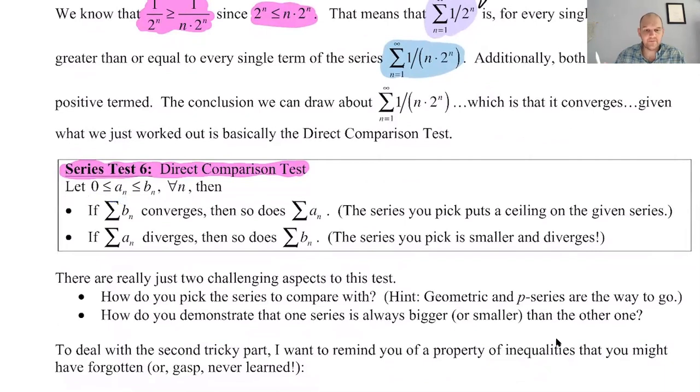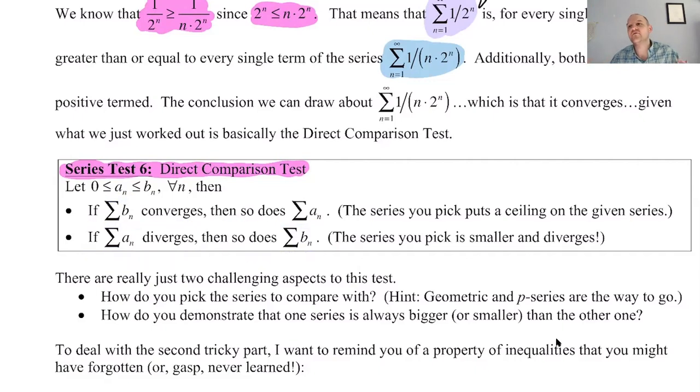There's 2 things that could happen. So if b sub n, the bigger series, converges, then so does the smaller series, right? So if the top one converges, the bottom one has to converge. The other argument is also true. If you happen to know that the bottom series, the smaller series, diverges, then by default, it's going to shove the bigger series off to divergence as well. So if the smaller series diverges, so does the bigger series.